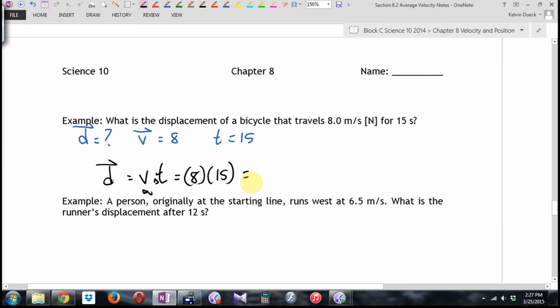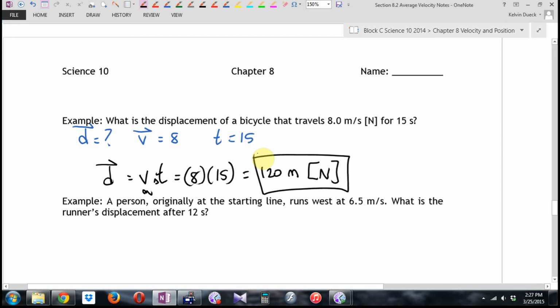Sorry? I can't hear you. Oh, 120, you already did it? Is it 120? 120 units? Meters? Direction. Yep.